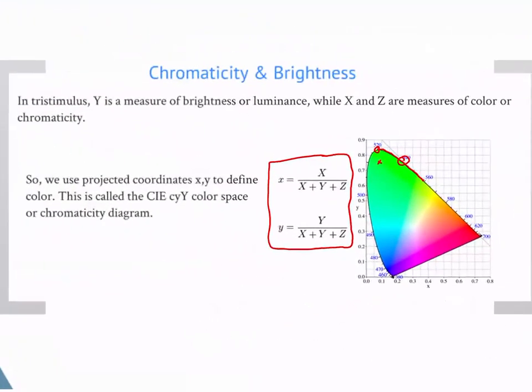Okay. And they're also called the projected coordinates XY because you're taking the XYZ 3 coordinates and projecting into a 2D plane. Also called the CIE xy color space or chromaticity diagram. Again, you don't need to memorize any of this. I just want to make sure you understand conceptually what these things mean.